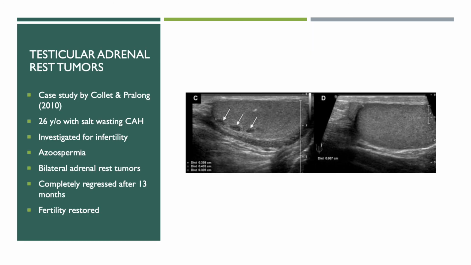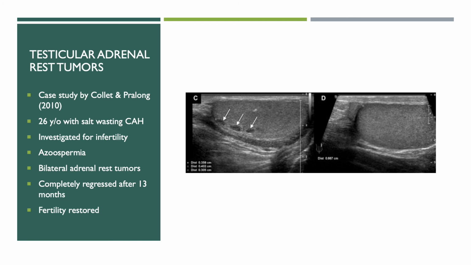These images came from a case study published in 2010. The patient was a 26-year-old male with the salt-wasting form of congenital adrenal hyperplasia. In his adolescence, he became less adherent to his medications. He didn't have any follow-up again until he was in his 20s, when he was investigated for infertility.